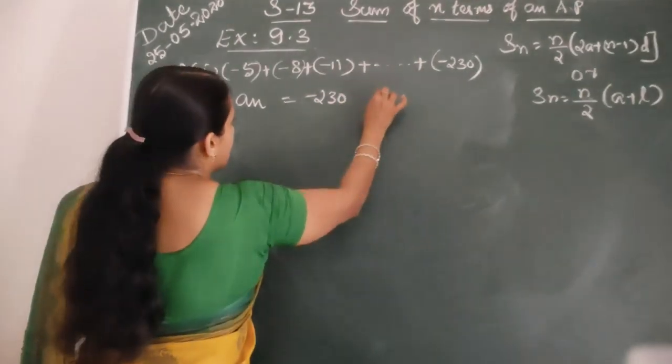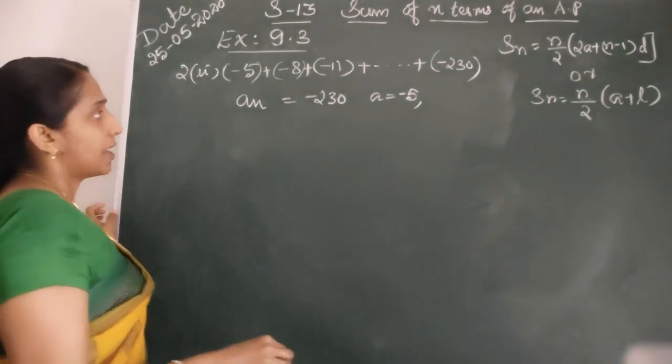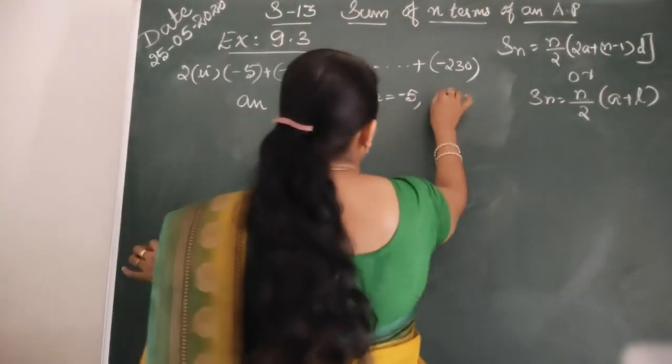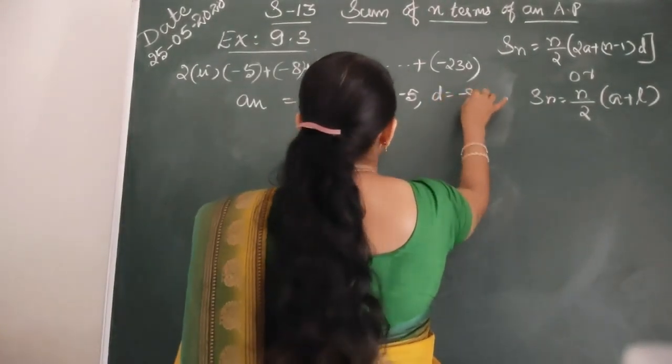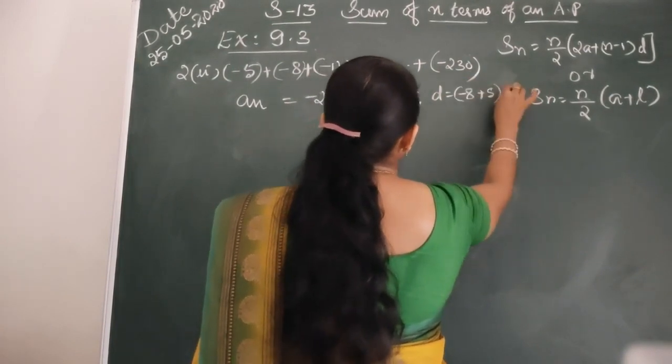And a is given as minus 5. Right? And d will be minus 8, minus of minus 5 will be plus 5. So d will be getting us minus 3.